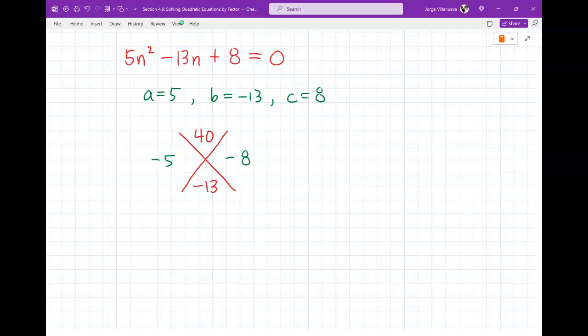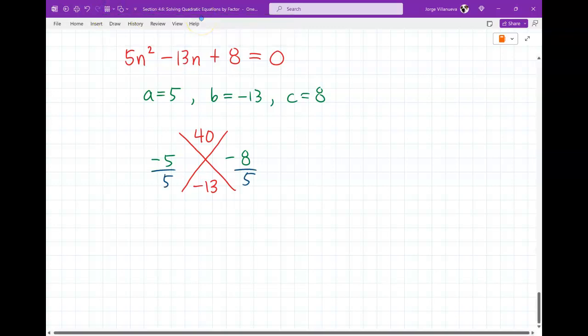Do I have to do anything else or am I done? I got to divide, right? I got to divide by 5 because my a term is a 5, right? That's the hardest step for a lot of people to remember, that division step, right? They kind of ignore it sometimes. So we get so happy that we found two factors that work. We don't even think about, do I have to divide?